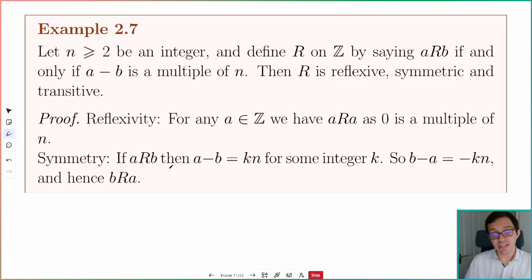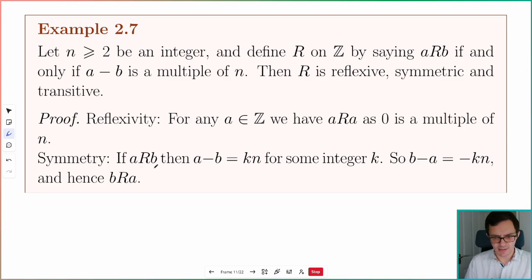So for reflexivity, we need to check that every element is related to itself, and that's true because an element being related to itself means that the difference between a and a should be a multiple of n, and the difference between a and a is obviously 0, which I claim is a multiple of n because it's 0 times n. That's a multiple.